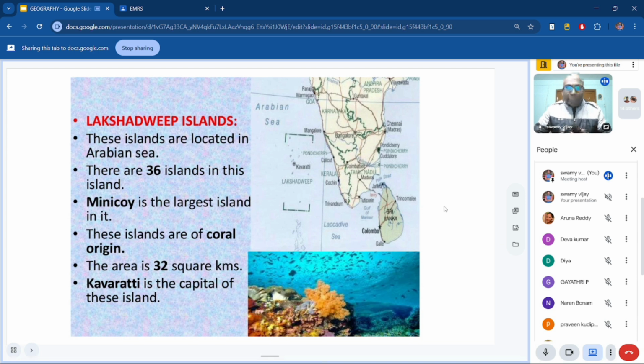The capital of Lakshadweep is Kavaratti, and there is a KV in Kavaratti. Kendriya Vidyalaya Sangathan has opened a KV in Kavaratti, and I applied for Kavaratti also before coming to Ladakh.